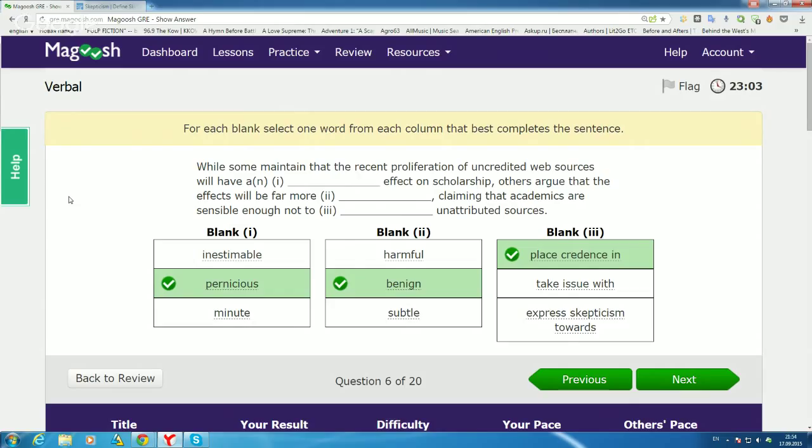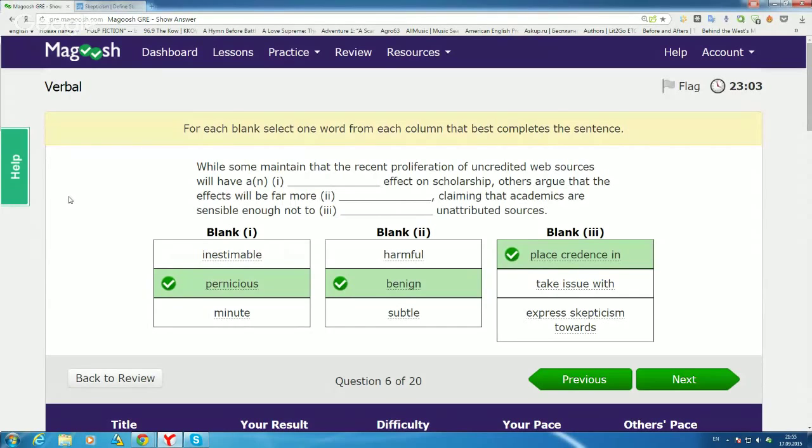I see. So, what word do we want here? Others argue that the effects will be far more... benign, harmless. Yeah, very good. First section, what do we want here? We want harmful, something that will hurt. Okay, what does inestimable mean?